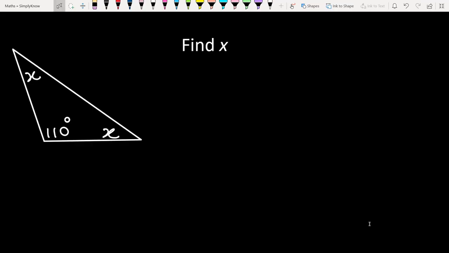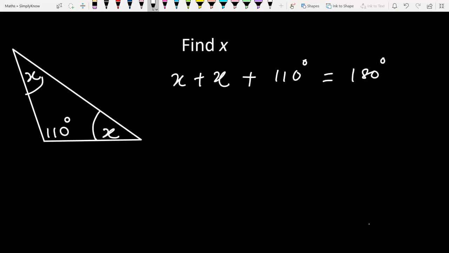Let's take another example. Now here you need to find the value of X. We can see that these two angles are equal and it is unknown. Now we should find it. So let's apply our theorem related to the interior angles of a triangle. X plus X plus 110 degrees should be equal to 180 degrees. Now this is a very simple equation. Here you need to solve this equation and find the value for X.